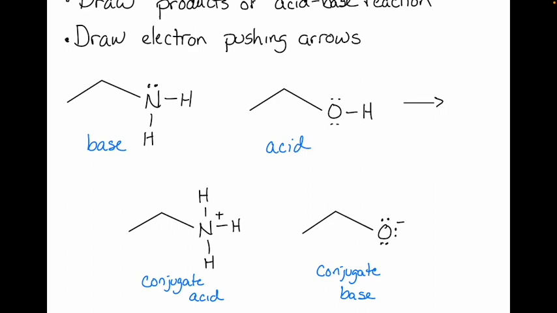And now that I have both sides of my chemical equation, I can play my spot the difference game and draw in my electron pushing arrows. There is a new bond that forms between your nitrogen and the hydrogen on my acid. So I'm going to draw that bond formation arrow. And then I have to break that existing hydrogen-oxygen bond using another electron pushing arrow.